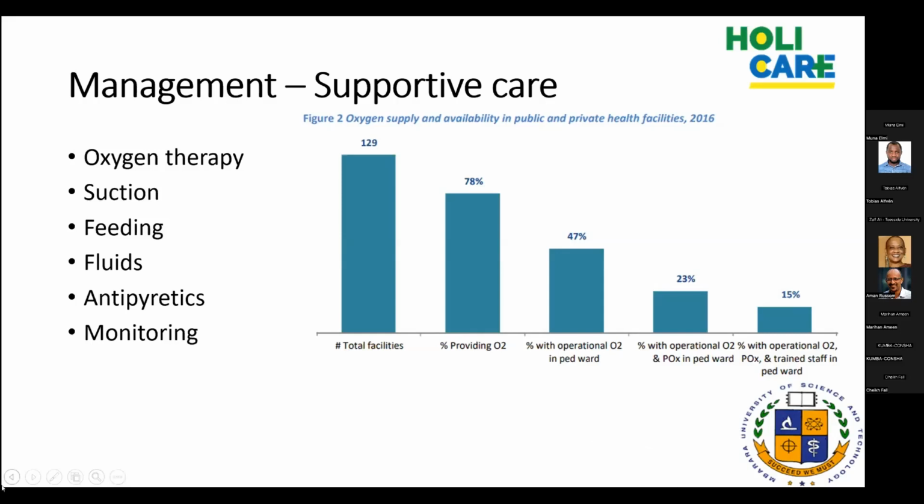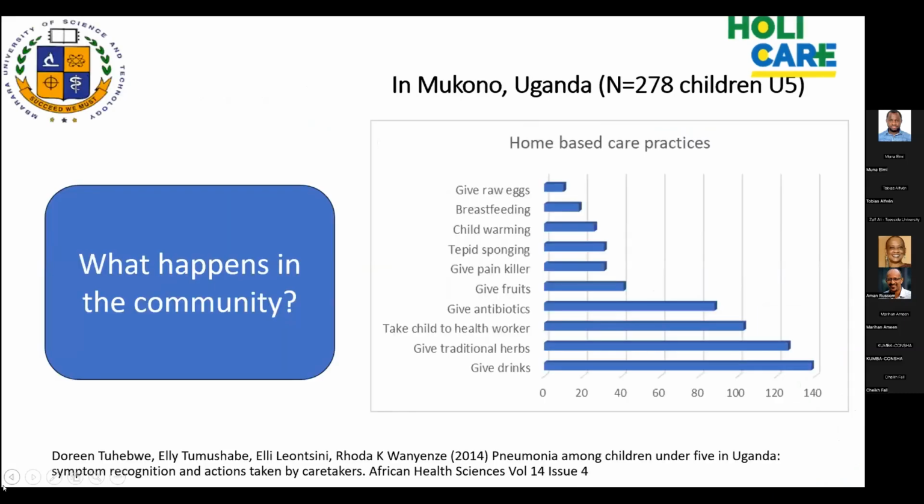And then, of course, monitoring is not always automatic. You place a child on antibiotics, you put a child on oxygen, and the next time the child is seen, due to lack of staffing and others, is maybe 6, even sometimes 12 hours later. So these are important, but there are still major challenges.